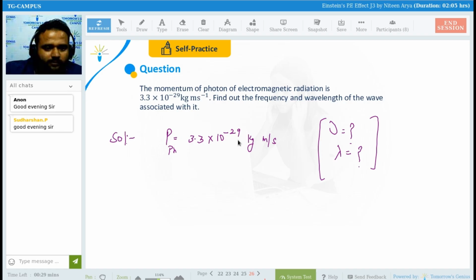Sir, frequency is 1.5 into 10 to the power 13. I need to check, beta. I don't learn by heart, I know the formula. Frequency is yes, and lambda is c by frequency, that is 2. Okay, so two students got it. So we can go ahead.